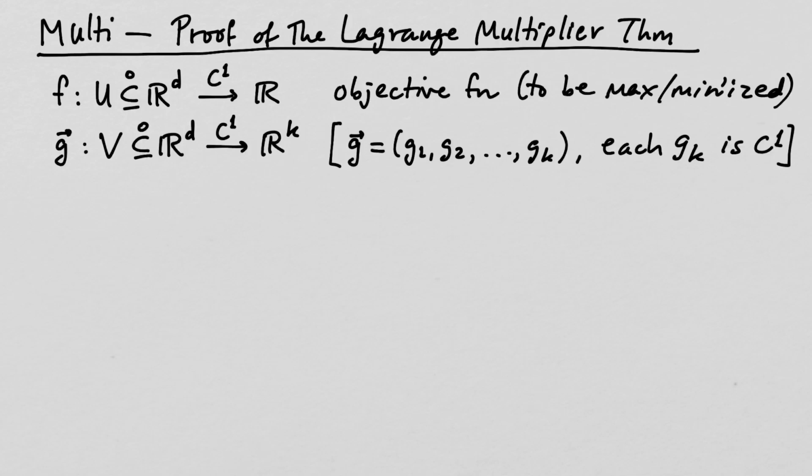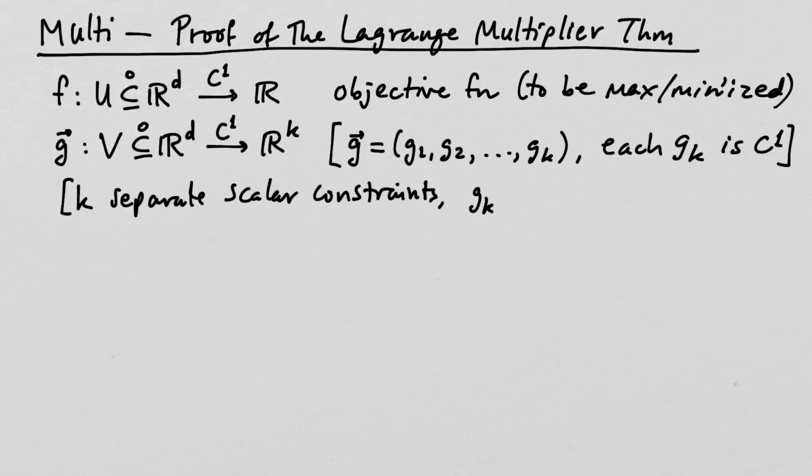Now, the reason it's k is because we're going to have k separate scalar constraints, which are of the form g_j of x equals some constant c_j, and j is going to run from 1 to k. So we'll have basically k constraint equations, but we put them together in the form of a single vector equation.